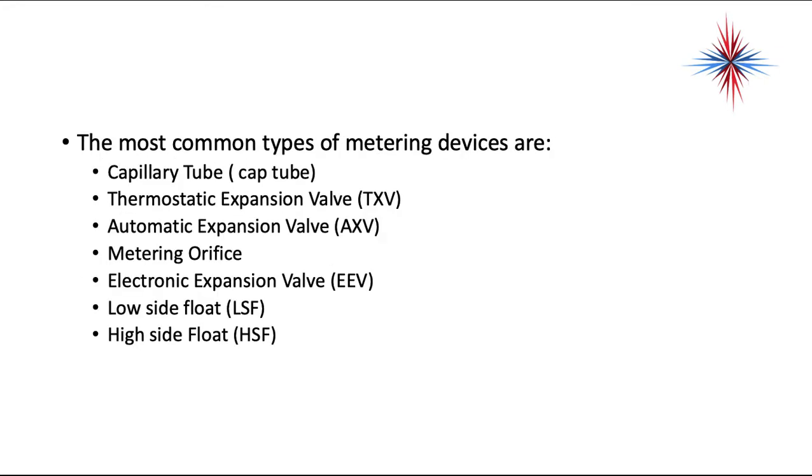The most common types of metering devices are the capillary tube, known as a cap tube, thermostatic expansion valve, otherwise known as a TXV, automatic expansion valve as an AXV, a metering orifice, sometimes known as a fixed orifice, an electronic expansion valve, known as an EEV, a low side float, LSF, or a high side float, HSF. And all of these have different purposes and types of equipment they're installed in.